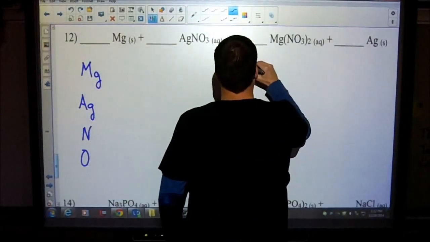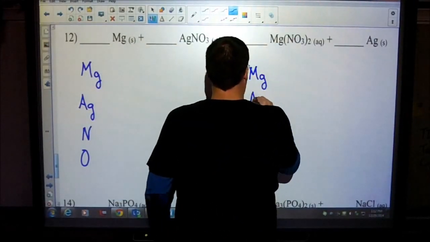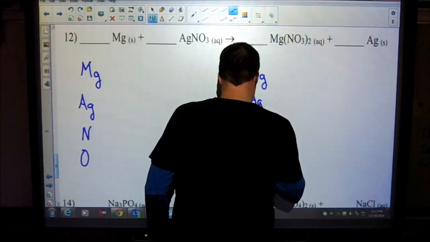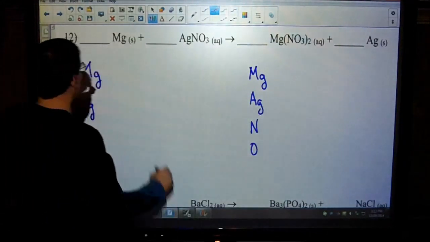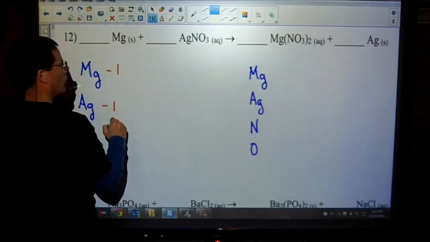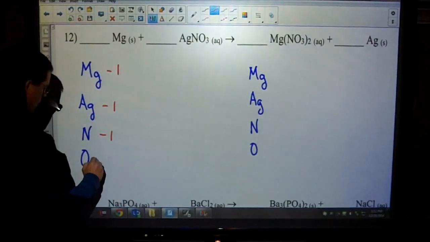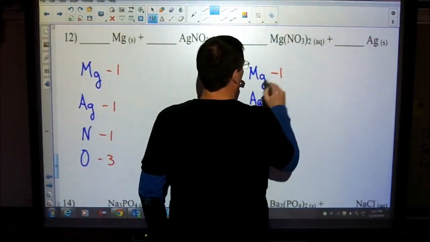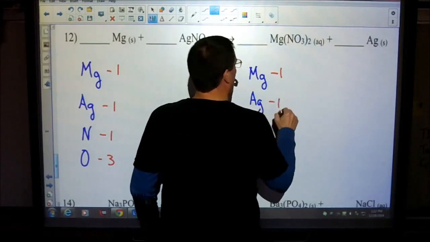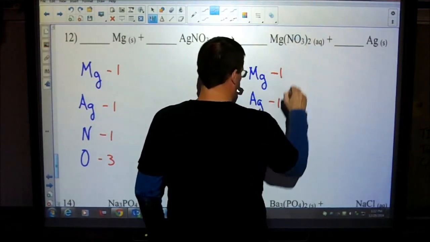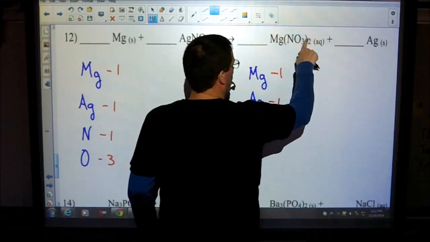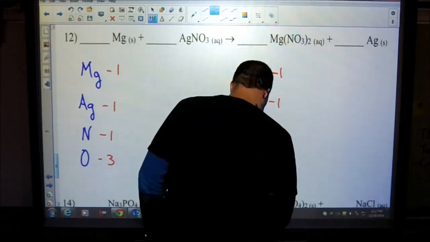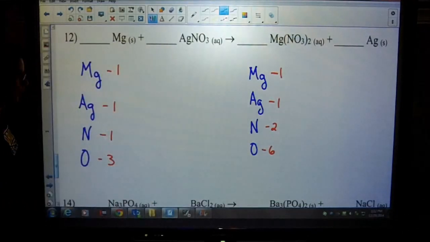Same order, magnesium, silver, nitrogen, and oxygen. Let's write down how many we have. Looks like we have 1 magnesium, 1 silver, 1 nitrogen, and 3 oxygen. Here we have 1 magnesium, silver we have 1, nitrogen we have 2, so 1 times 2 is 2, and oxygen we have 3 times 2, which is 6. So, okay. Magnesium looks good, silver looks good, doesn't mean it's going to stay that way.